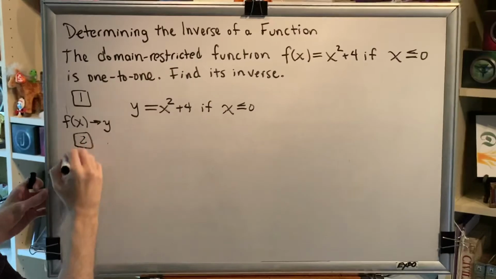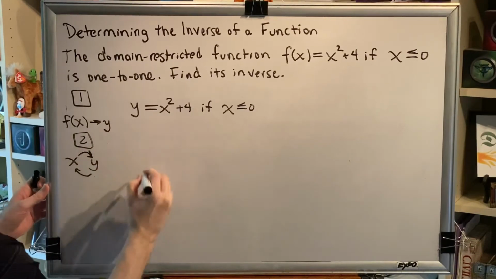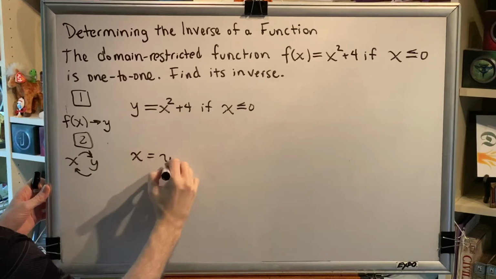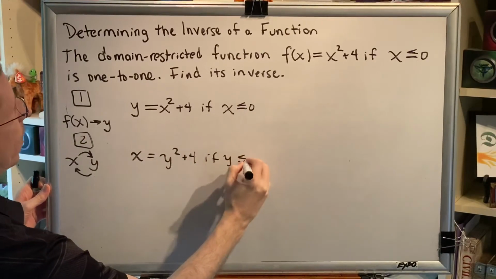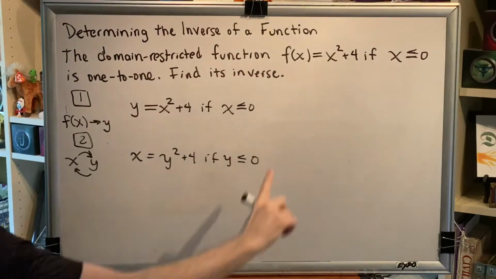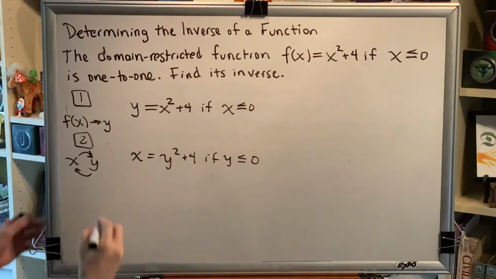Step 2, turn all x's into y's and all y's into x's. So then we would have x equals y squared plus 4 if y is less than or equal to 0. Notice that our domain restriction has now become a range restriction.